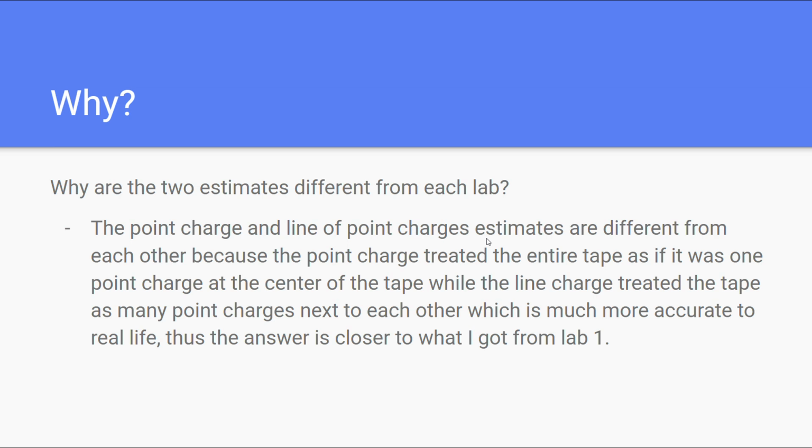Why are these two estimates different from each lab? So in the first lab, I treated the entire piece of tape as one point charge in the middle, whereas in this lab, I had n number of point charges along the entire tape to represent it. So it's going to be a lot more accurate to what is actually happening in real life, because the electric force is not just acting on the middle of the tape in real life, it's acting on every single little part of the tape. And so having all of those summed up is going to be a little bit of a closer answer than just having one point to approximate it.